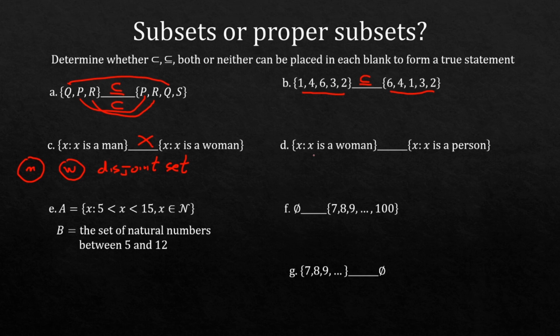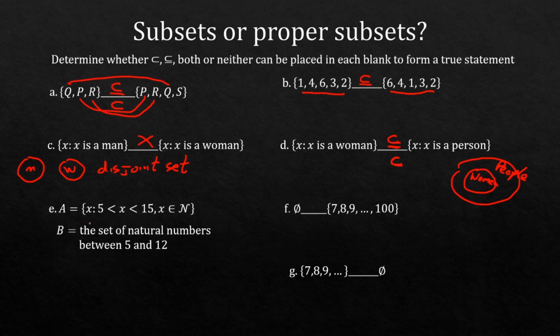In this question, X such that X is a woman and X such that X is a person. If we do the set of all people, we can see that women would be a subset of all people. And we can use both symbols in this case, because all of the people could be women. So we could make this sign with the equal sign or this one. Both of them are okay.